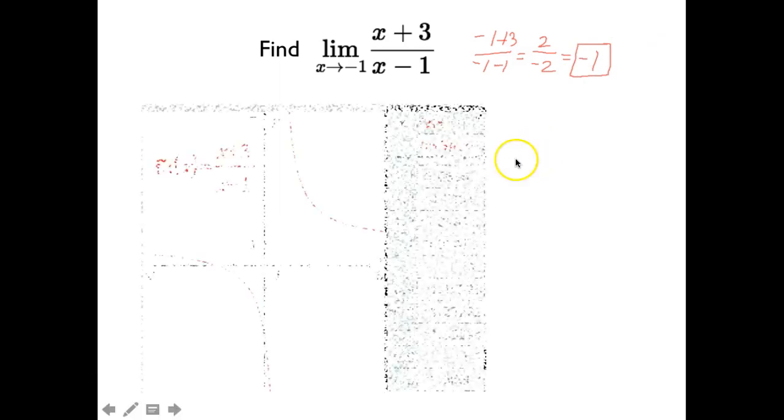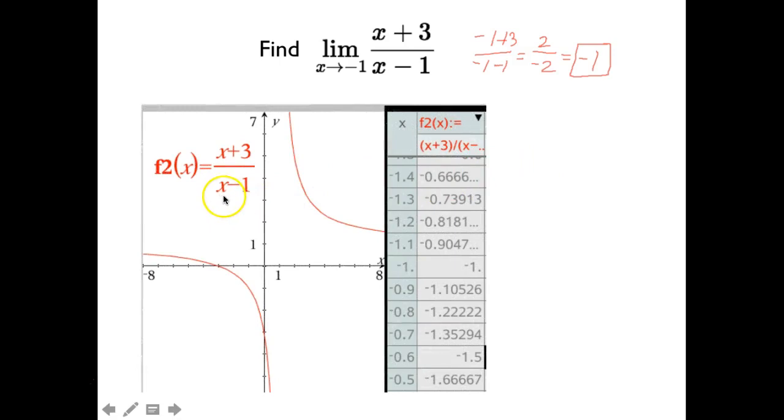So let's look at it on a graph and a table. Okay, here's a graph of it, and we are approaching -1, remember, so that is right here. That's this value right here. If you look at it from the left, it is approaching a y value of -1. From the right, it is approaching a y value of -1. So graphically, it is -1.